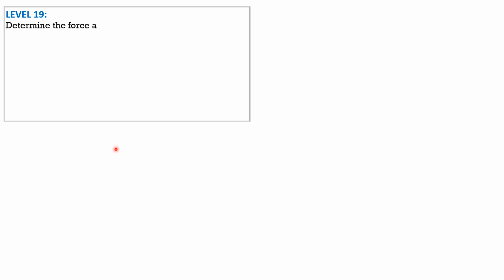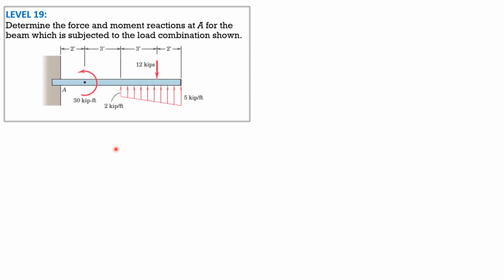Level 19, determine the force and moment reactions at A for the beam which is subjected to the load combination shown. So for this loading, for the solution, let's divide this loading into two triangles. And we have AY, AX, and reaction moment, let us say, clockwise. Then let's divide this linear varying loading into two triangles. You may also divide that into rectangles and triangles if you want. So we'll call this equivalent triangular loading F1 and this one F2.